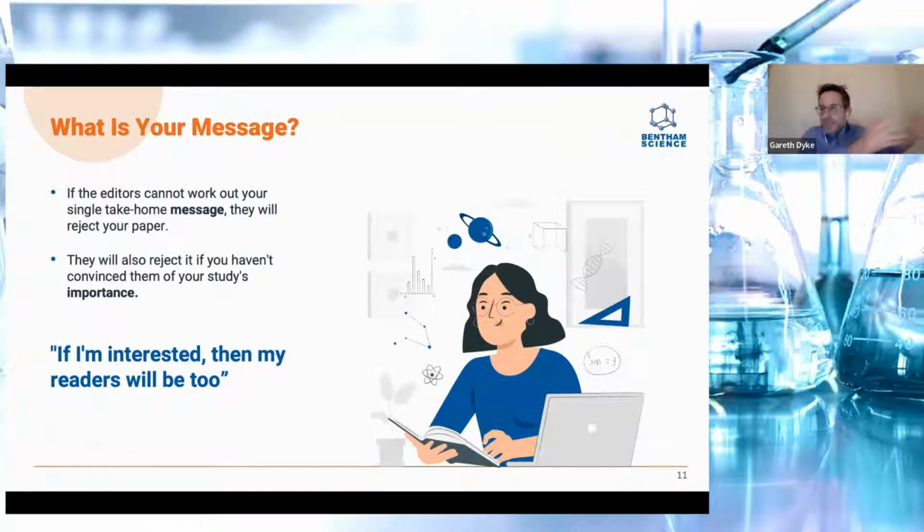Because of course, going back to what we talked about before, about editors assessing papers that come into the editorial office and deciding, will they send them out for peer review? Of course, if an editor can't work out your take-home message, they're going to reject your paper without sending it out for peer review. You're going to get into that big percentage of papers that get rejected before peer review.